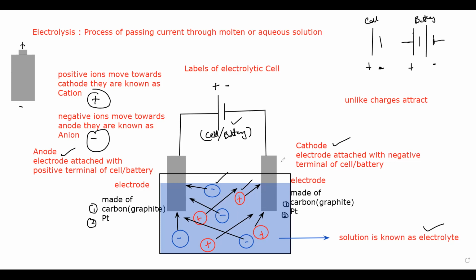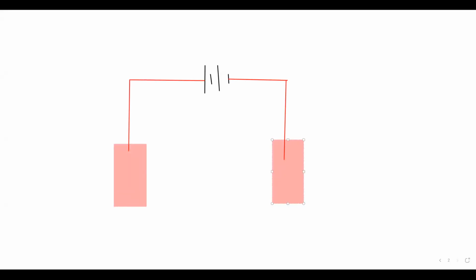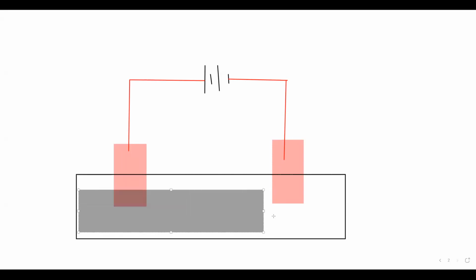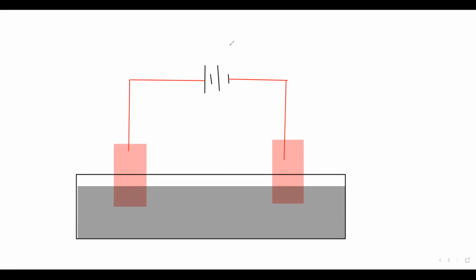Right now, we discuss only the labels. I will explain how it works later, but first, in the exam, normally in paper 6, they provide you an electrolytic cell and ask you to label it. So if I provide an electrolytic cell, what is label A? What is A here?